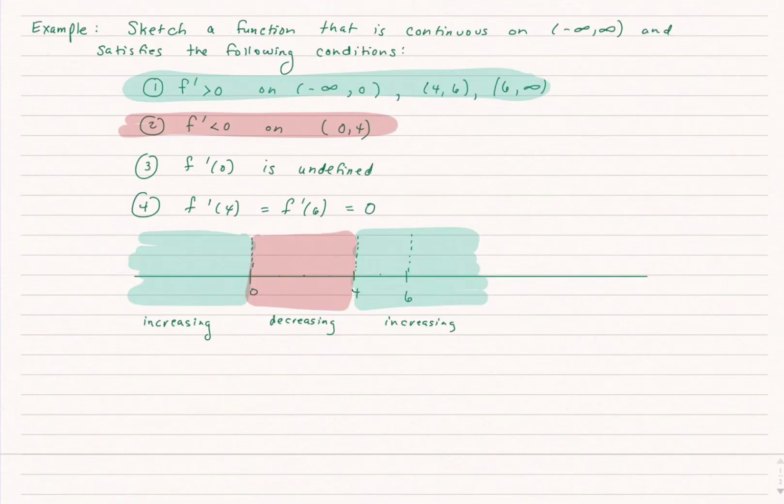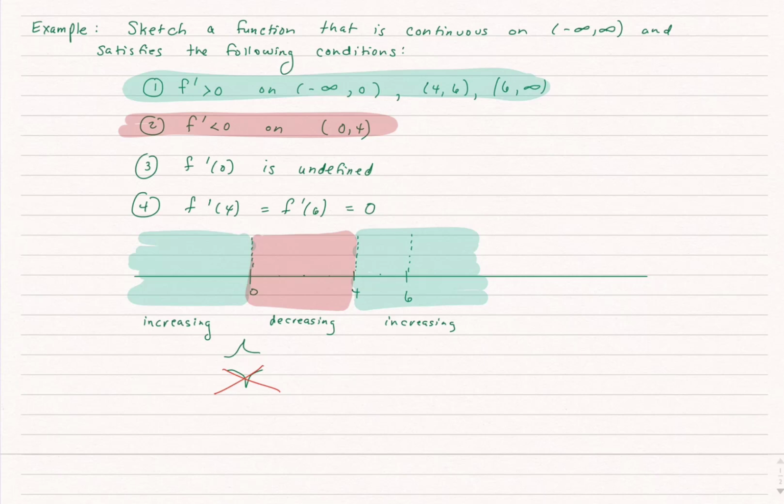Because I know that f prime is positive on these three regions, I know the function is increasing. I know the function is decreasing from 0 to 4. I also know that something's going on at 0, at 4, and at 6. So let's first tackle what happens when f prime of 0 is undefined. It could mean that there's an infinite slope there, but we have to remember that this function is in fact continuous. So I could have some sort of peak there. So it could look something like this or like this at that x value. But if I go from increasing to decreasing, I know it can't be that situation.